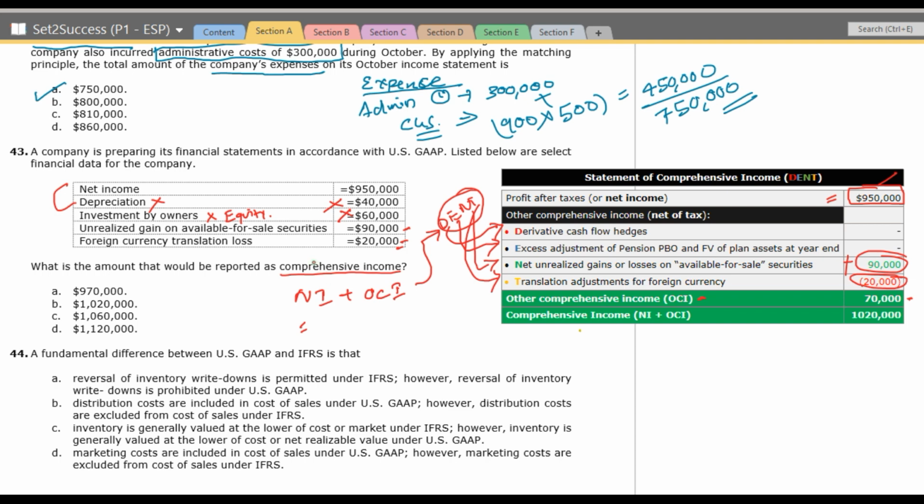So comprehensive income is net income plus other comprehensive income. Net income is 950,000 plus other comprehensive income of 70,000. 950,000 plus 70,000 comes to 102,000, which is 102,000. So the comprehensive income is 102,000.